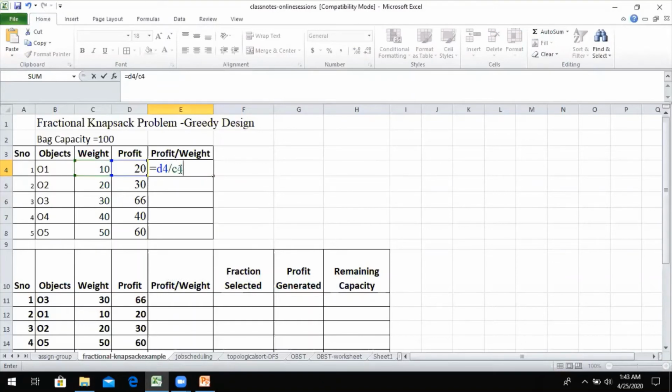So I have just determined the profit by weight ratio of all the objects.